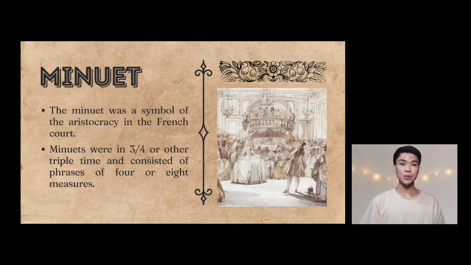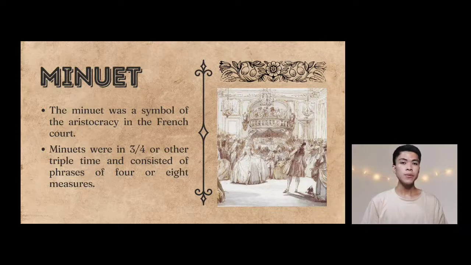So the first dance we have is the minuet. The minuet was a symbol of the aristocracy in the French court in the first half of the 18th century. Dancing it indicated accomplishments and gentility. When we say gentility, it is more on social superiority. So if you are dancing the minuet, you can consider yourself a part of the upper class, and you have powers and you have titles.